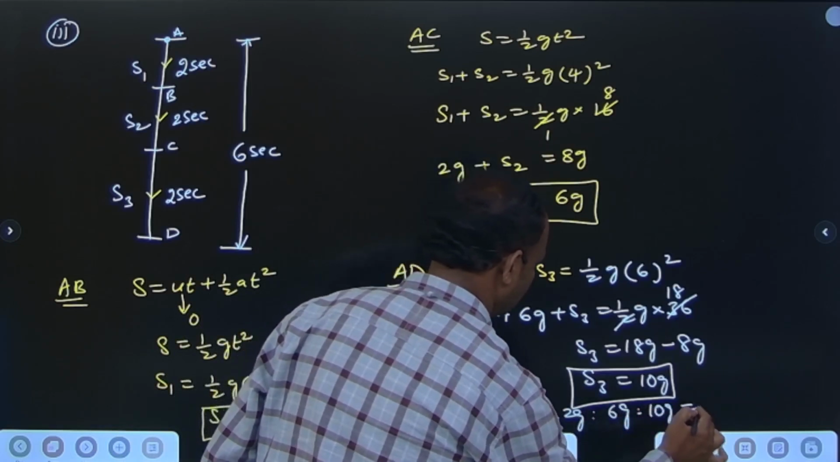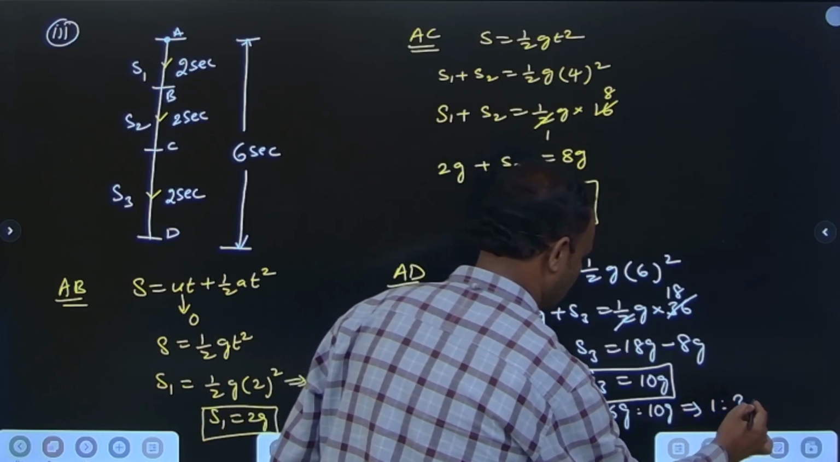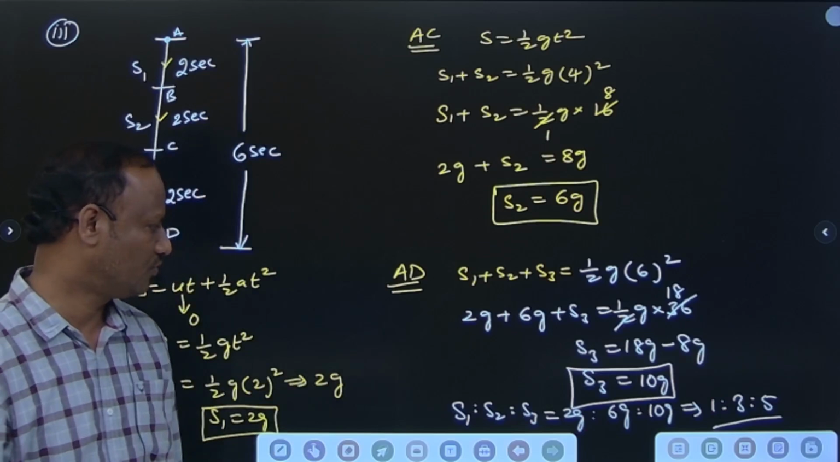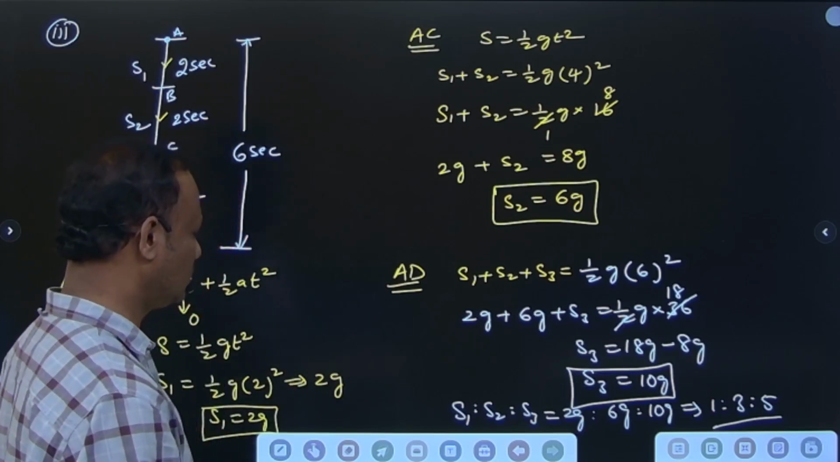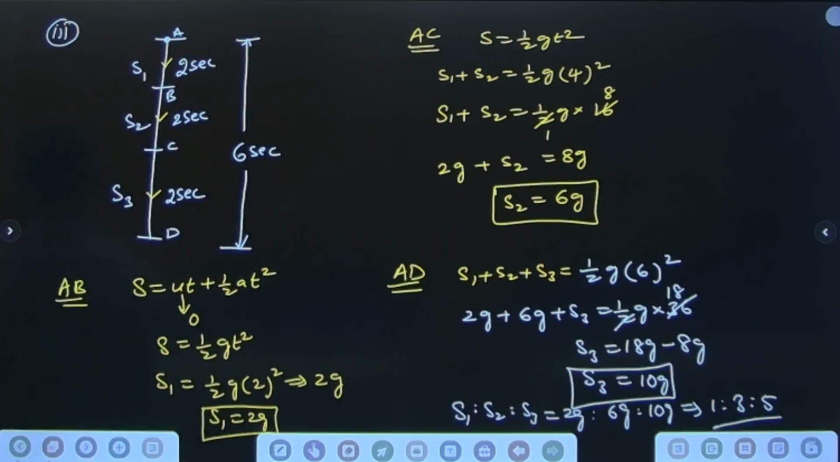So what's your answer? 1 is to 3 is to 5 is my answer. S1 is to S2 is to S3 is equal to 1 is to 3 is to 5. So this is the condition for the free fall.